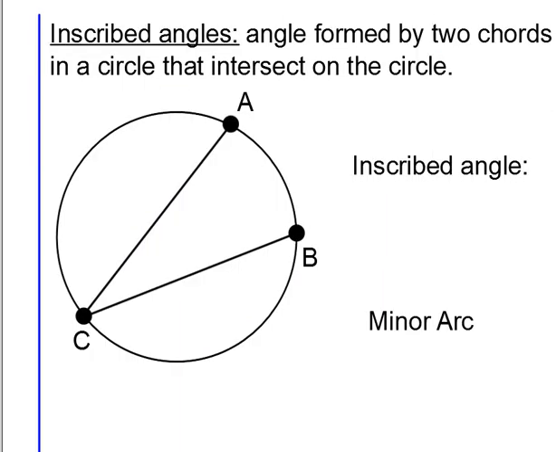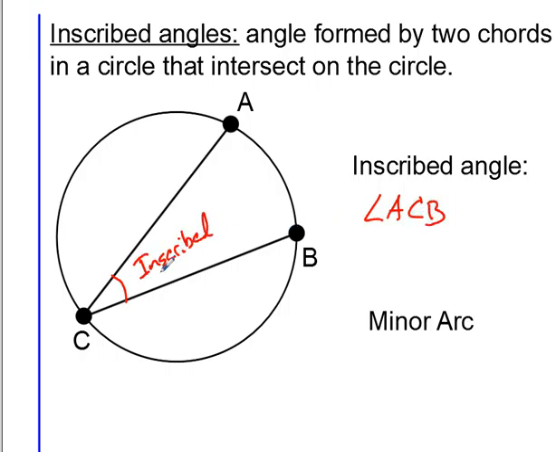What is an inscribed angle? An inscribed angle is an angle you get when you have two chords that intersect at the same point. In this situation, we have the chords AC and BC, and they both intersect at C. This forms an angle that is touching the edge of the circle at C. The inscribed angle for this circle is angle ACB.